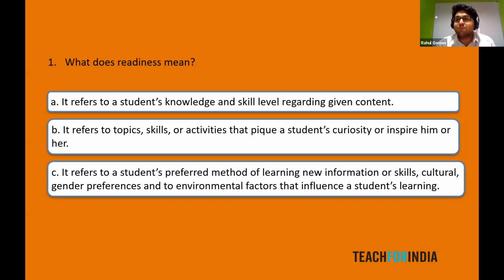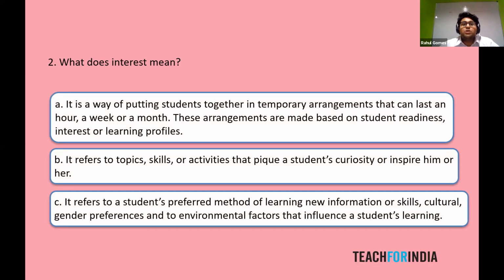With that, we're going to jump into our second question. I hope you're ready. Congratulations to everyone who got A. What does interest mean? A, it is a way of putting students together in temporary arrangements that can last an hour, a week, or a month. These arrangements are made based on student readiness, interest, or learner profiles. B, it refers to topics, skills, or activities that pique a student's curiosity or inspire him or her. C, it refers to a student's preferred method of learning new information or skills, cultural and gender preferences, and to environmental factors that affect a student's learning.